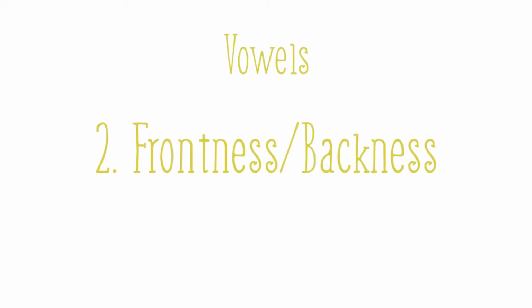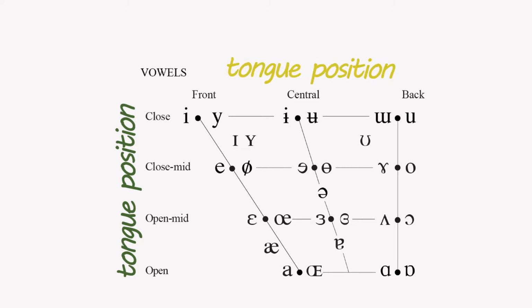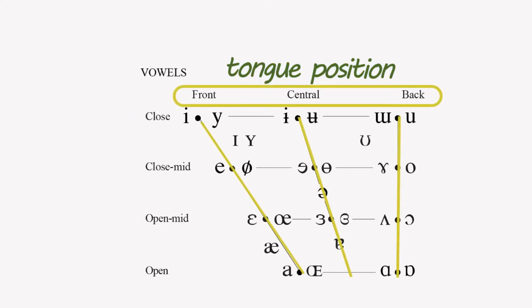Okay, I said 4 features, right? So the second feature is the frontness or backness. The vertical height is the vertical position of the tongue. Then the horizontal position is the front, central, back. So there's 3 possibilities again. What is the front or backness? It refers to the horizontal position of the tongue body relative to the neutral position. But the tongue body has 3 parts, front, middle, and back.